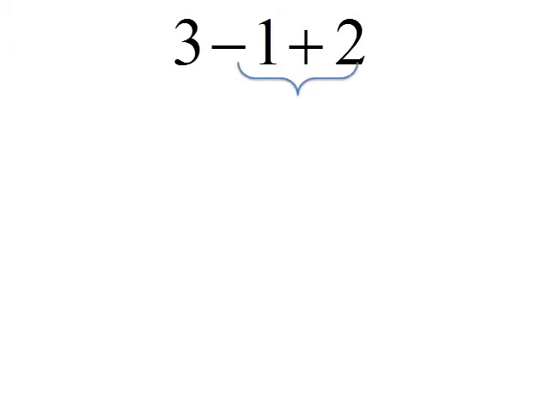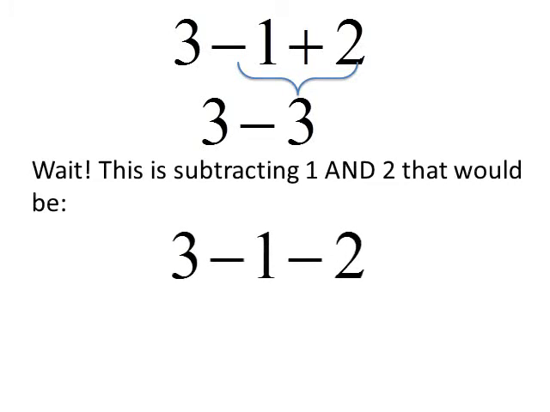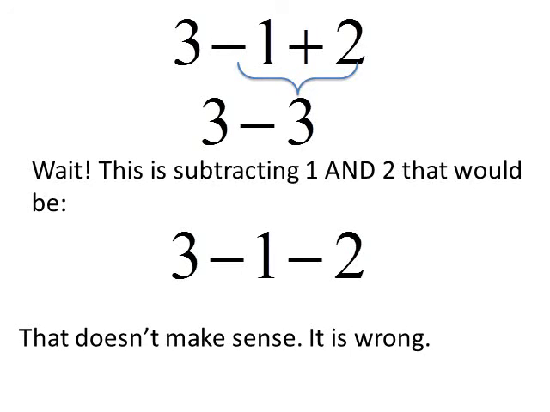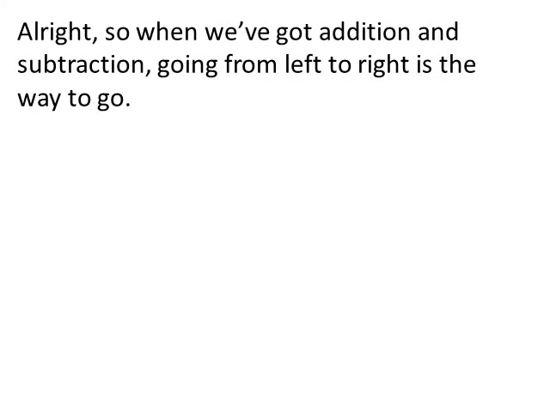Well, if I take 3 plus 1 minus 1 plus 2, and I get 3 minus 3, well 3 minus 3, that's the same thing as taking 3 minus 1 and then minus 2. And it doesn't make any sense to have two problems written differently, where the change of sign is the only thing different, and have them be the same thing. Why would you write that? That's not the right way. So the rule is when you're going from left to right, when you've got addition and subtraction, left to right is the way to go.